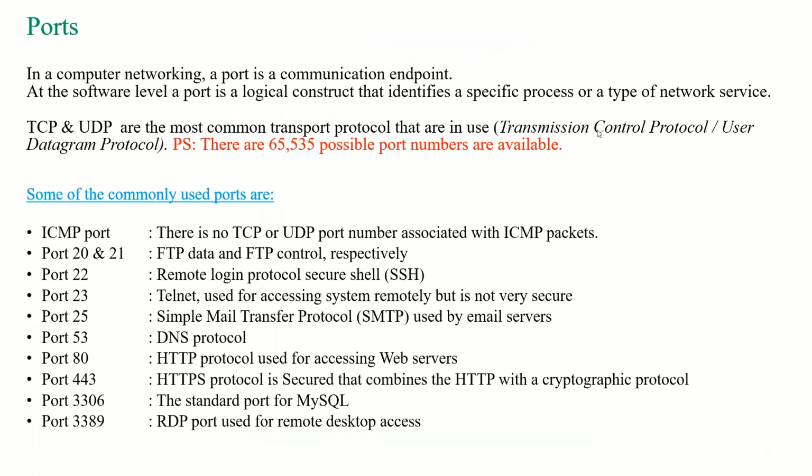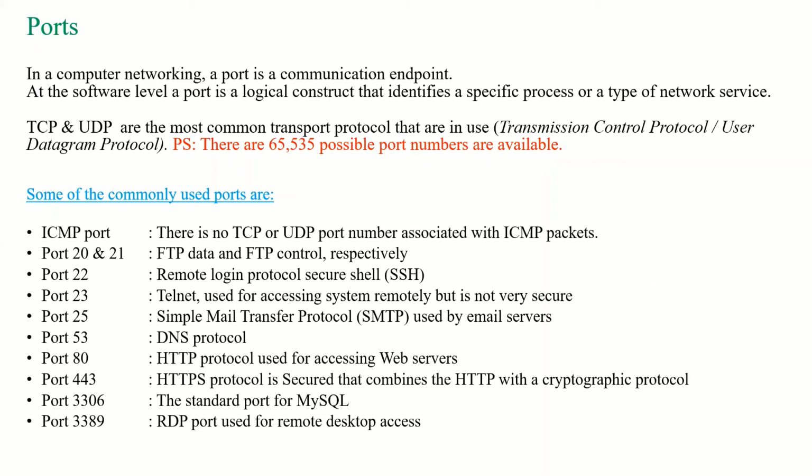So further, we have the topic of ports. What is all about a port? In computer networking, a port is a communication endpoint. At the software level, a port is a logical construct that identifies a specific process or a type of network service. The port number, whatever we have assigned in our previous lab, that is port number 3389 for RDP, remote desktop protocol. Similarly, port number 22 for SSH, port number 80 for HTTP. They're all software level ports.